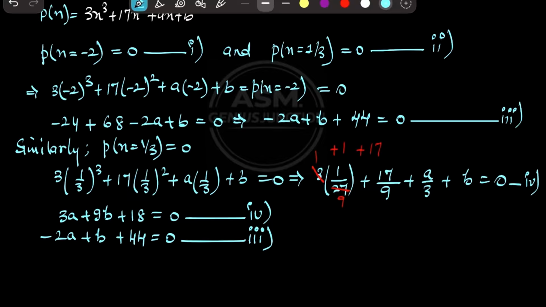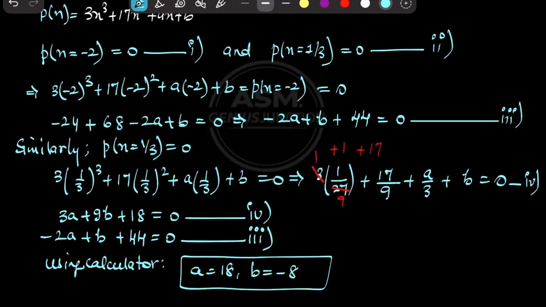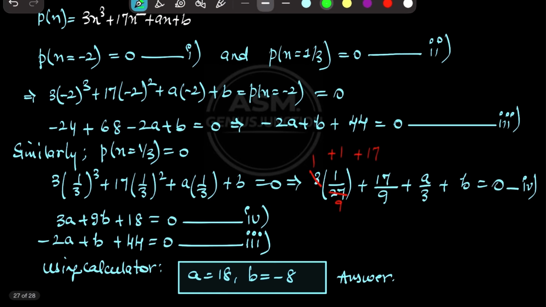Now we can use our calculators to find out the answers by using the linear equation in two variables concept. So by using calculator we can easily calculate that a is giving answer as 18 and the value of b is minus 8. So this is the final answer for the given question after using the factor theorem concept. Yes, so now let's quickly move on to the next question of this particular video.